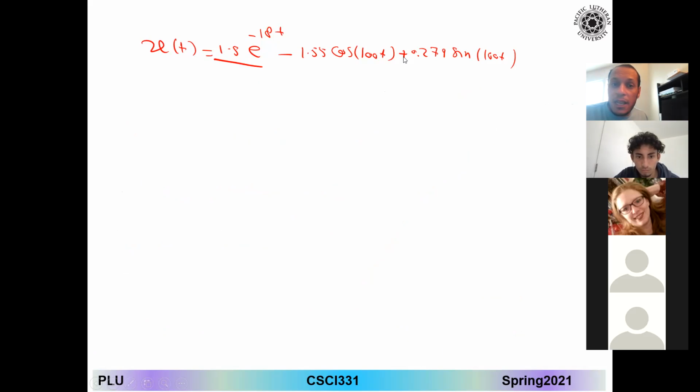Your final equation should be like that. One natural response exponential term. Second, it is cosine and cosine. The only thing you need to focus on is those values, this constant and this constant.